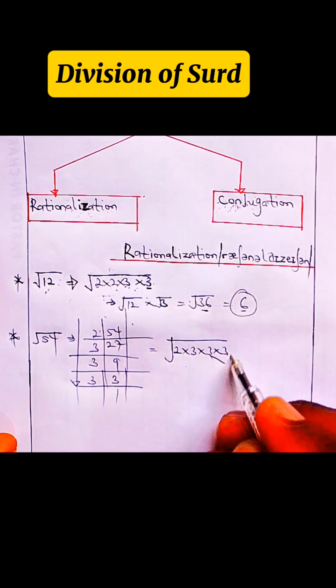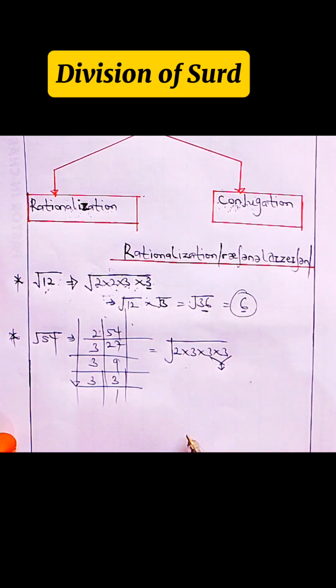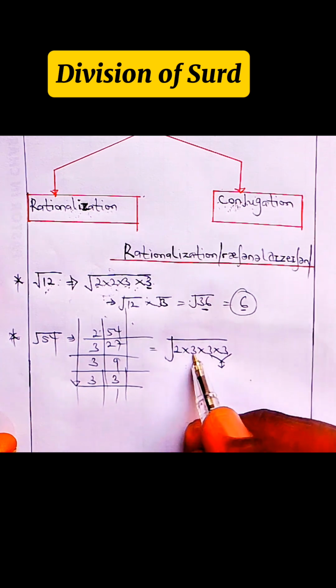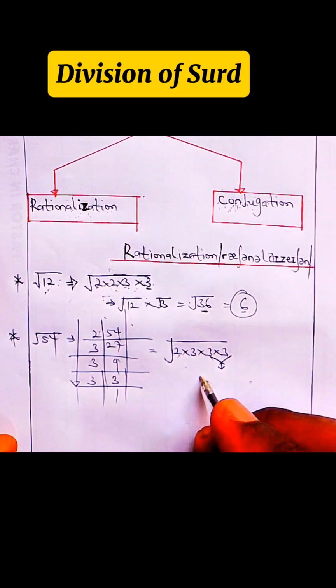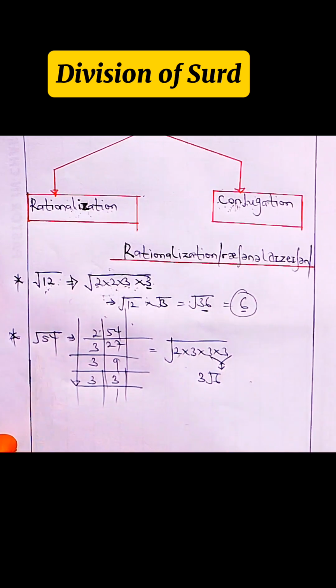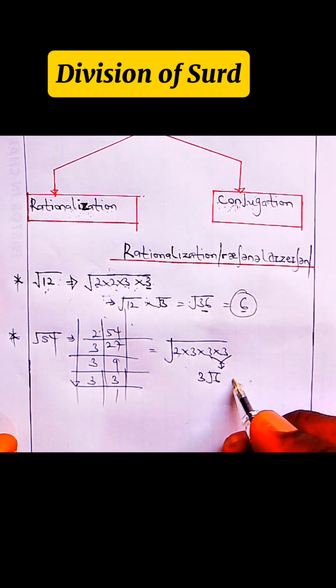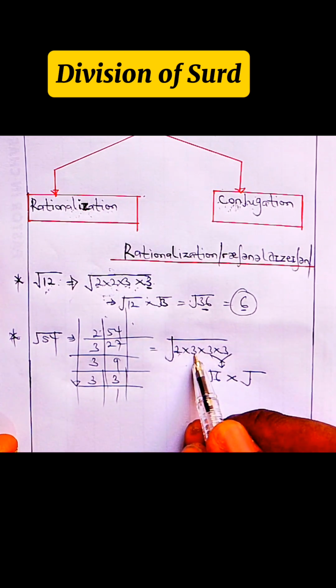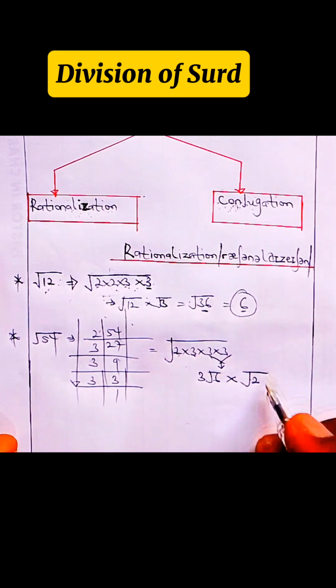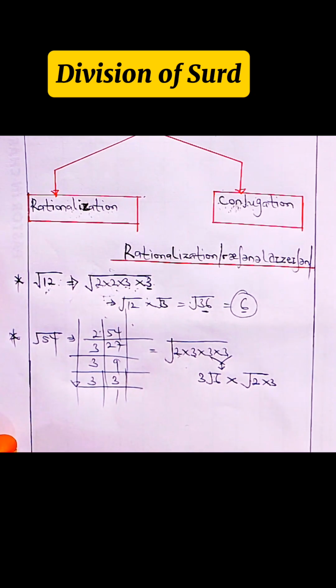So these two 3s come in a pair. 3 here doesn't have any partner, and 2 here doesn't have any partner. So right here, as you can see, we have 3 root 6, which is root 54. So how do we rationalize this? We can only rationalize this by multiplying it with, we're going to give a partner to 2 and also a partner to 3, so times 2 times 3. This is how we rationalize.